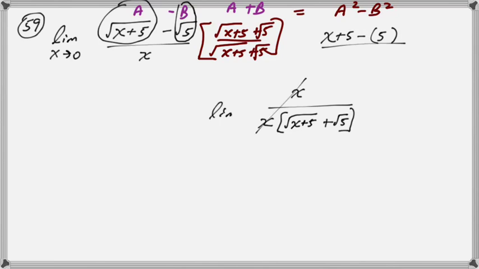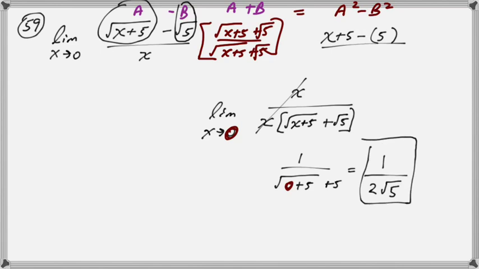And we're doing the limit as x approaches 0. Don't forget there's a 1 on top. So if I replace the x with a 0, I get 1 over radical 5 plus another radical 5, which is 1 over 2 radical 5. I hope this helps with the assignment. See what you can do with them.